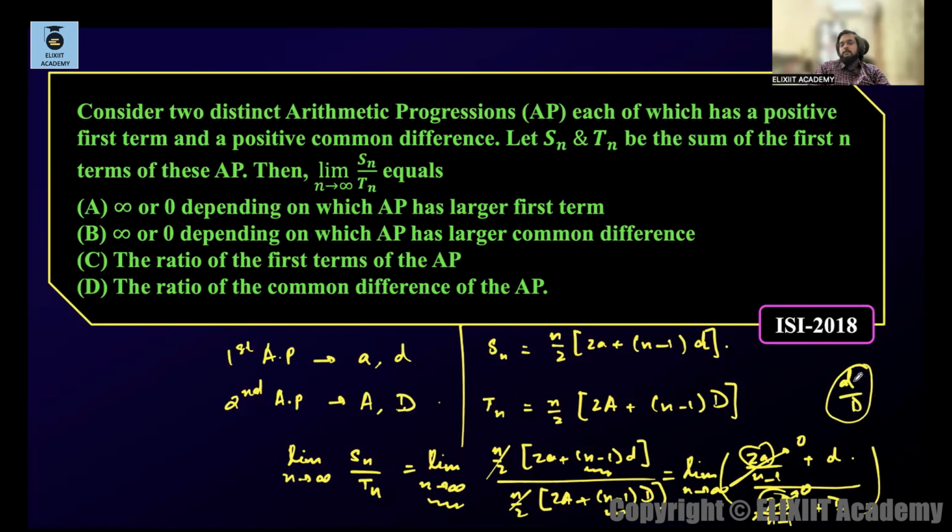The ratio of their common difference. It's basically the ratio of the common difference of the first AP and the second AP. So option D is correct. The ratio of the common difference of the two APs.